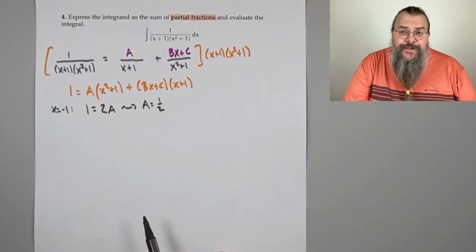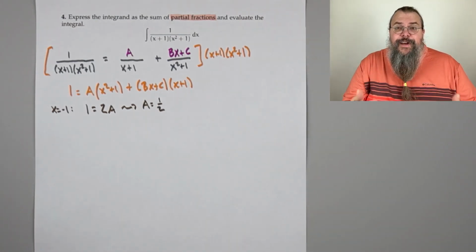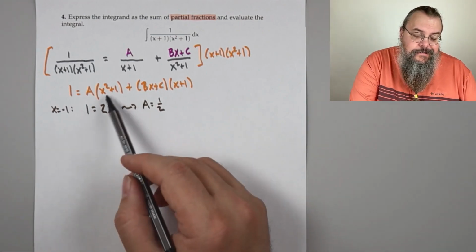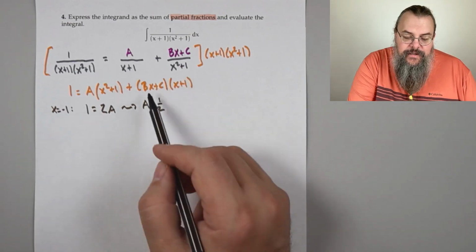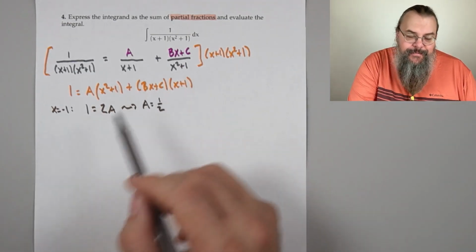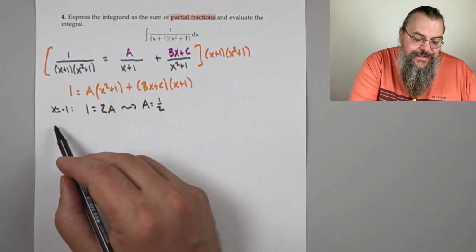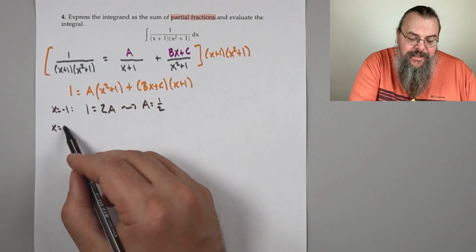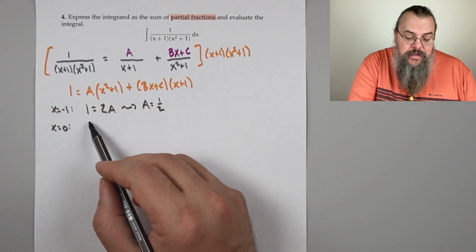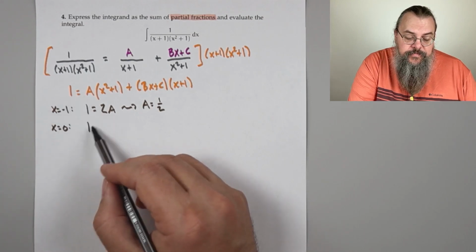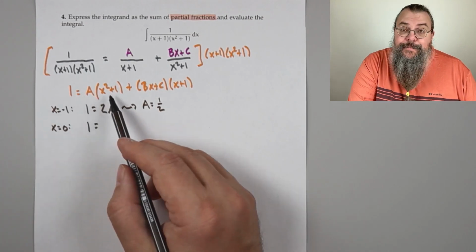Now, is there another good choice? Something which knocks terms out. Well, actually, notice how you have a b times x? 0. Okay, let's plug in 0. Let's see what happens. We get that 1 is equal to a times 1.